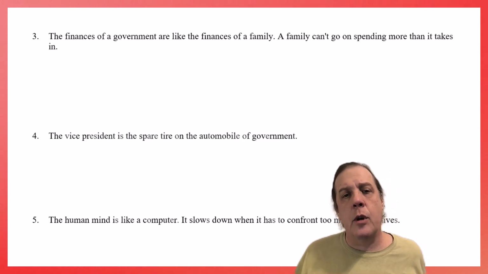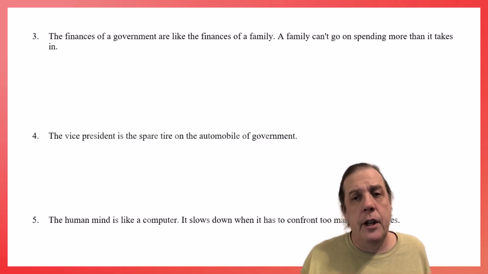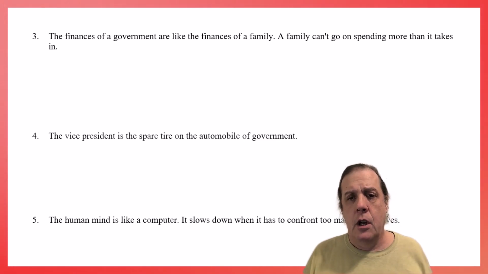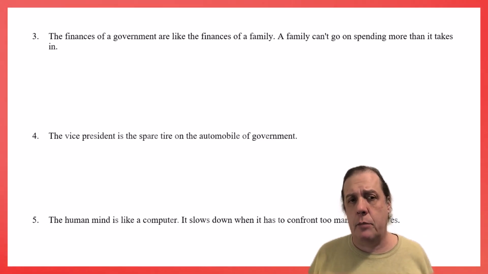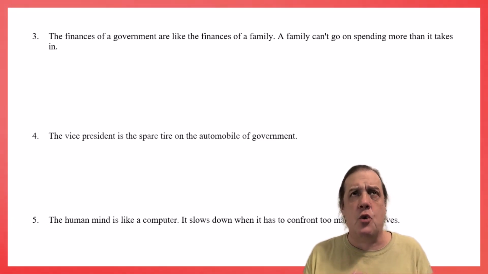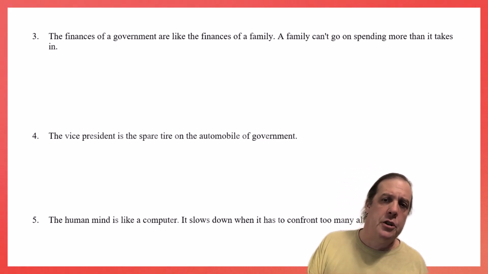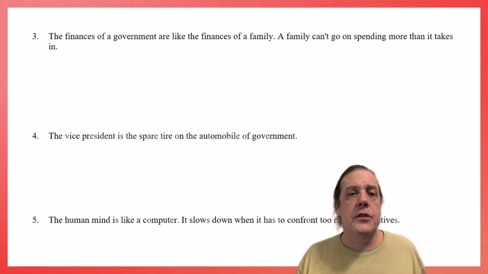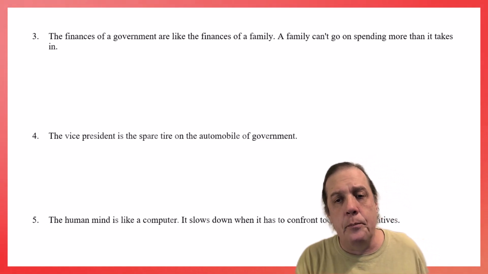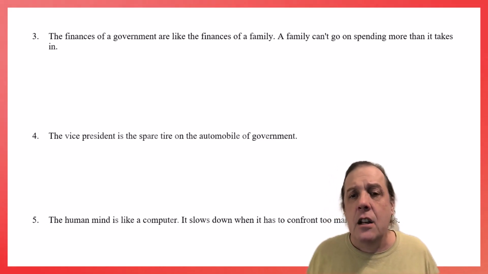The finances of a government are like the finances of a family. A family can't go on spending more than it takes in. So we've got a comparison, and then we've got a statement about one side of the comparison, the family. It seems really implicit, really. They're strongly implying that the same is going to apply for the government. Government shouldn't run deficit spending. So we can fill that in because it seems like the speaker wants us to think that.